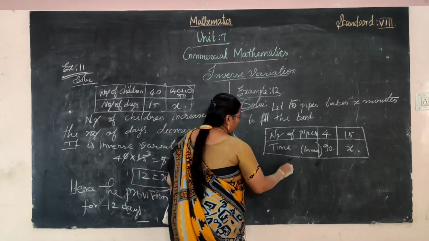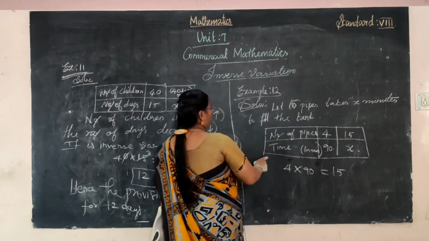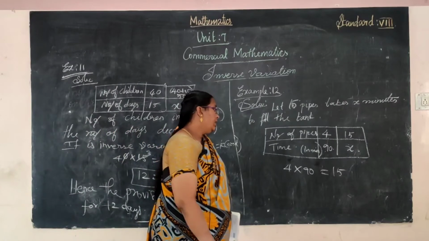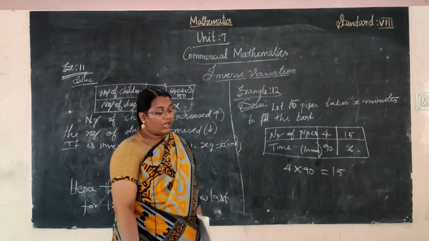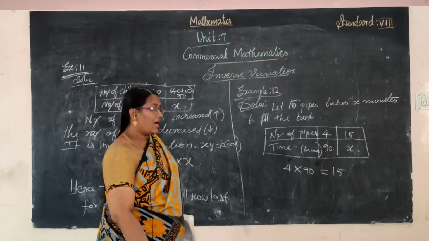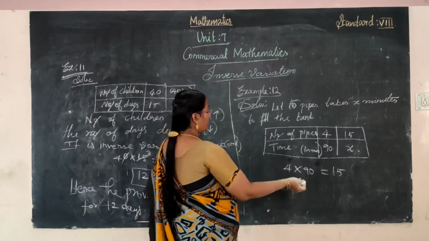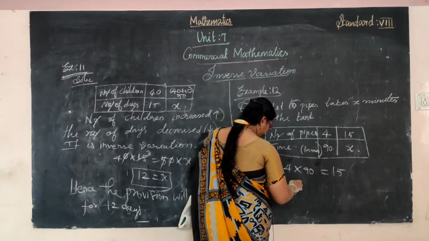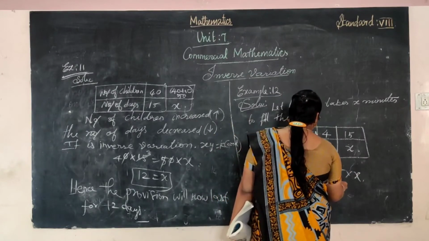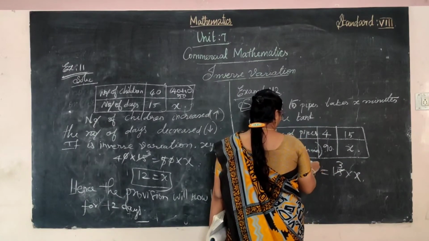Okay, so 4 into 90 is equal to 15 into x. Here write the statement. Here the number of pipes is increased, so the time will be decreased. It is an inverse variation, or indirect variation. So xy is equal to k, constant. Write it in this place. After that, 15 into x. So it cancels in the 5 table, 3.